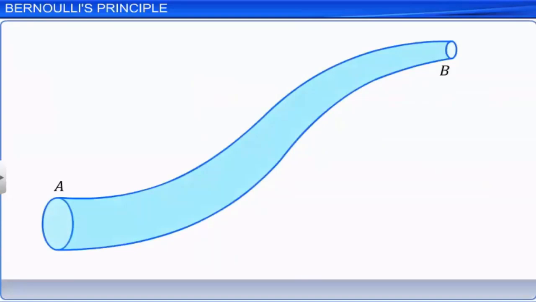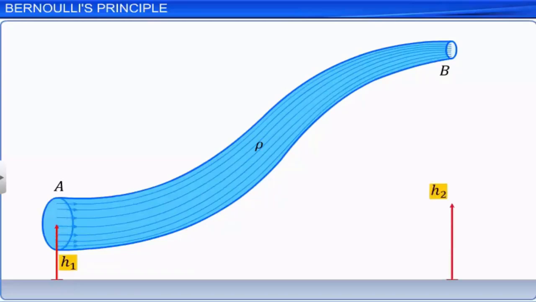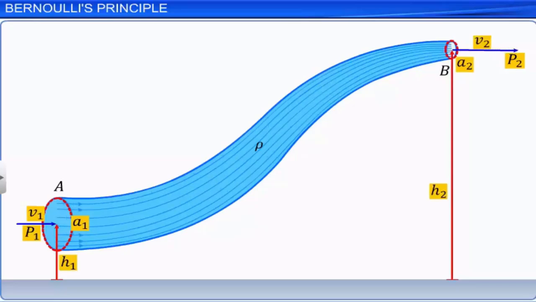Consider an ideal liquid of density ρ flowing steadily through a tapering pipe from its wide end A to its narrow end B. Let H1 and H2 be the height of ends A and B from ground level. Let P1 be the pressure on the liquid, A1 be the area of cross-section, and V1 be the velocity of the liquid at end A. Let P2 be the pressure on the liquid, A2 be the area of cross-section, and V2 be the velocity of the liquid at end B.